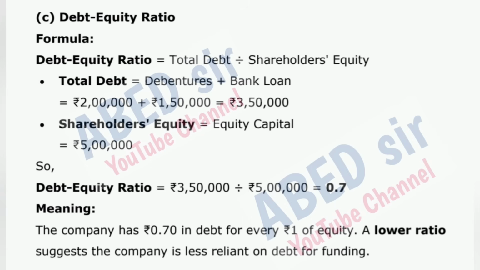So, debt equity ratio is equal to 3,50,000 rupees divided by 5 lakhs rupees is equal to 0.7. Meaning, the company has 70 paise in debt for every 1 rupee of equity. A lower ratio suggests the company is less reliant on debt for funding.